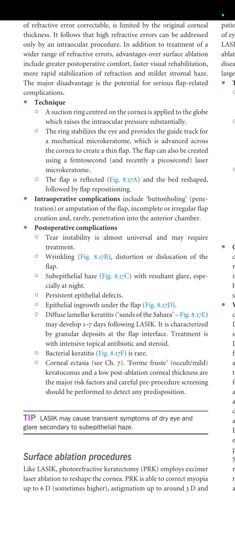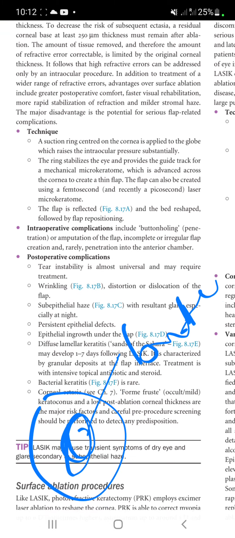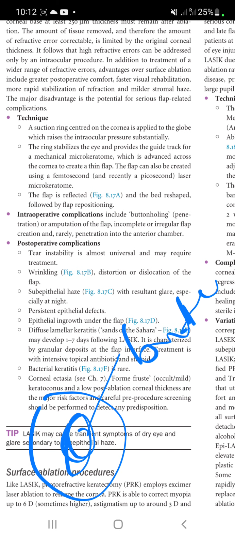Intraoperative complications include buttonholing, penetration or amputation of the flap, incomplete or irregular flap creation, or rarely penetration into the anterior chamber. So basically what can happen is that the flap can be damaged, like it can have a buttonhole formation. You can simply have the amputation, the flap separated from the cornea itself wholly, and others like irregular flap and sometimes a penetration into the anterior chamber.